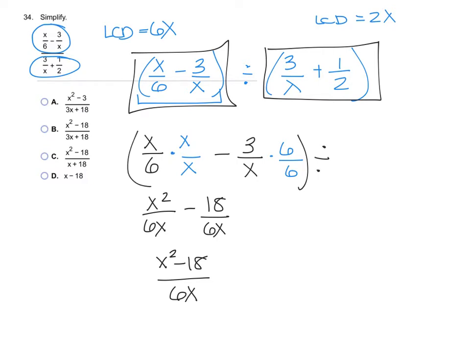Alright, in order to do that, I have the 3 over x. In order to get a 2x in the denominator for this one, I need to multiply the top and bottom by a 2. Then for the second fraction, I have a 1 over 2. In order to get a 2x in the denominator, I have to multiply the top and bottom by x.